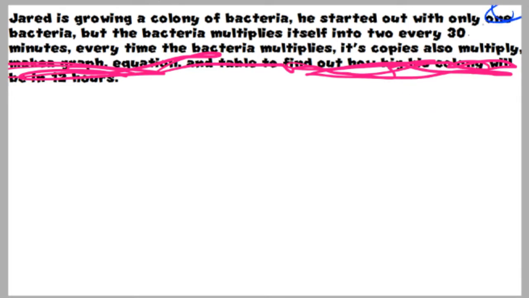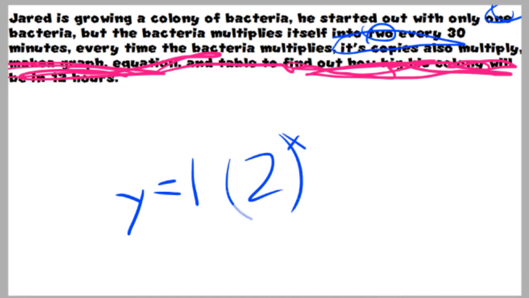He started out with only 1. So let's get a 1. The bacteria multiplies up into 2. Let's add a 2. Every 30 minutes. I guess that's just a time interval. Every time the bacteria multiplies, its copies also multiply. So not only the bacteria itself, its copies. Which means this is exponential because, well, if you have 2 bacteria, it's going to multiply into 4 if both of them multiply into 2. Which makes this exponential.